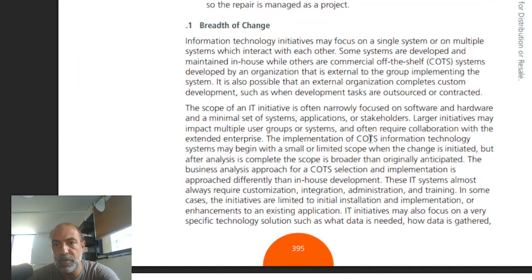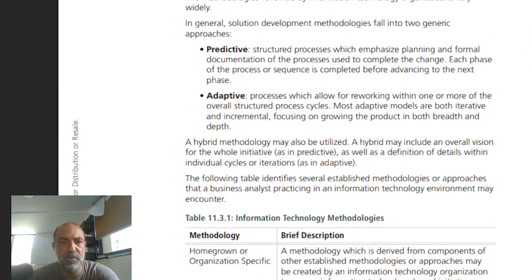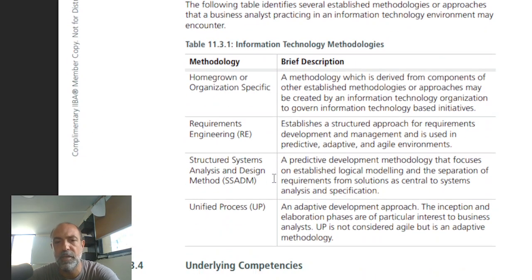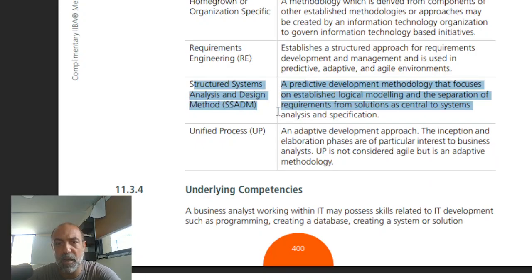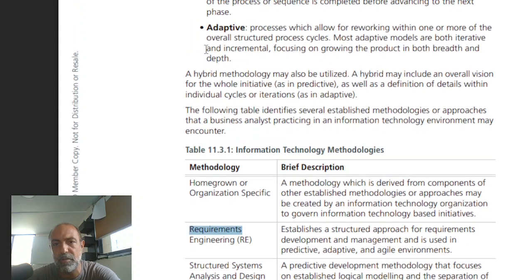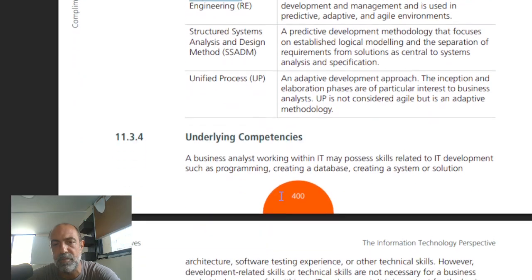All the way up here, COTS. Commercial off-the-shelf systems, as in you just bought the system from somewhere. Requirements engineering establishes a structured approach for requirements development and management and is used for predictive, adaptive, and agile environments. Requirements engineering is more like, what is required from us to do, and then we test how to approach it, right?